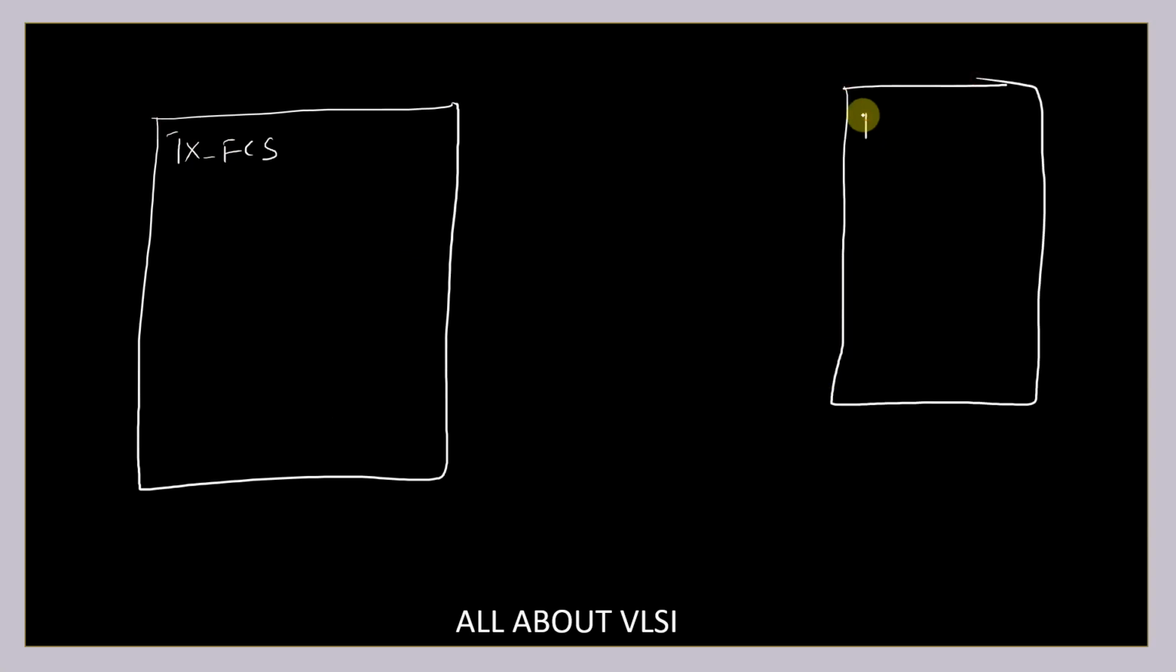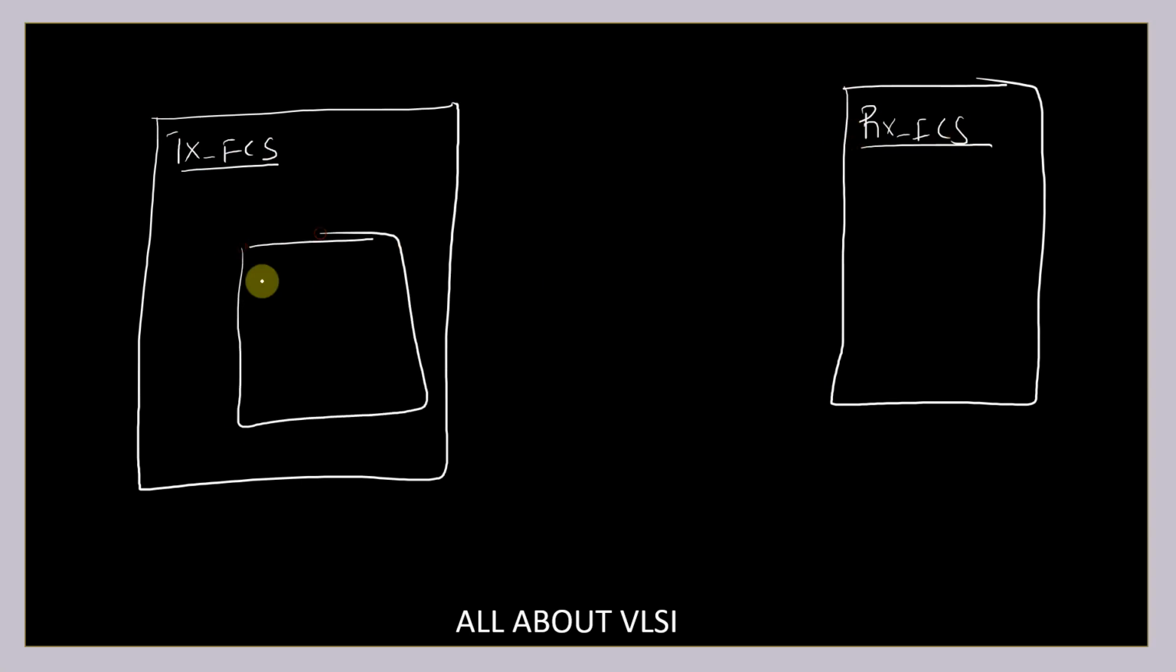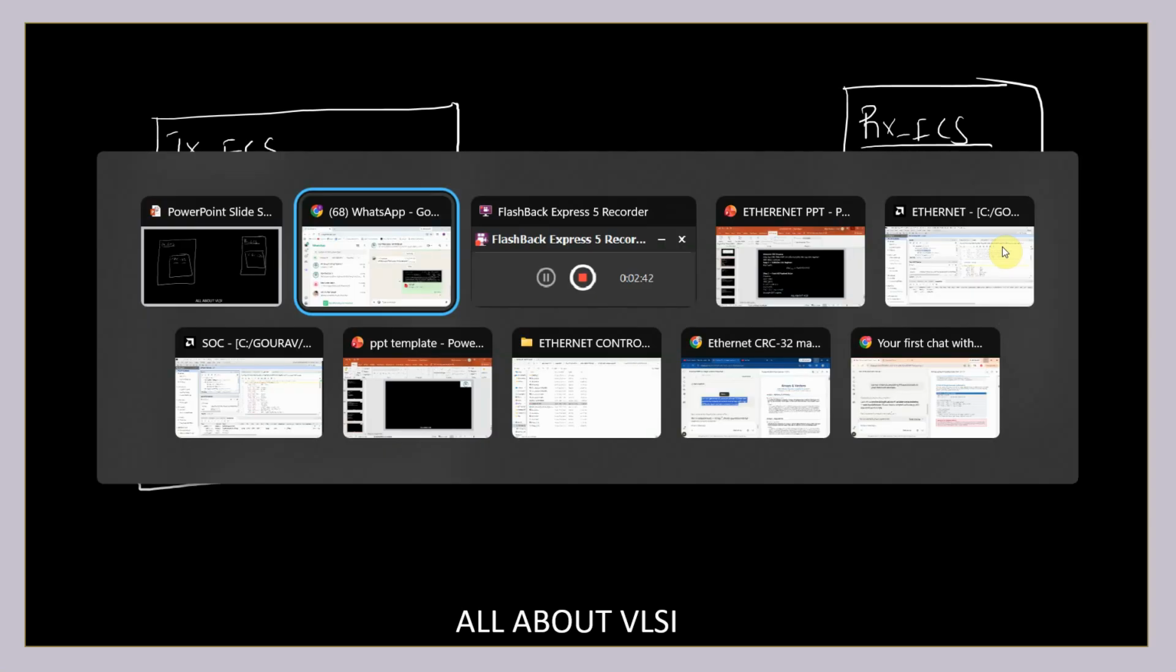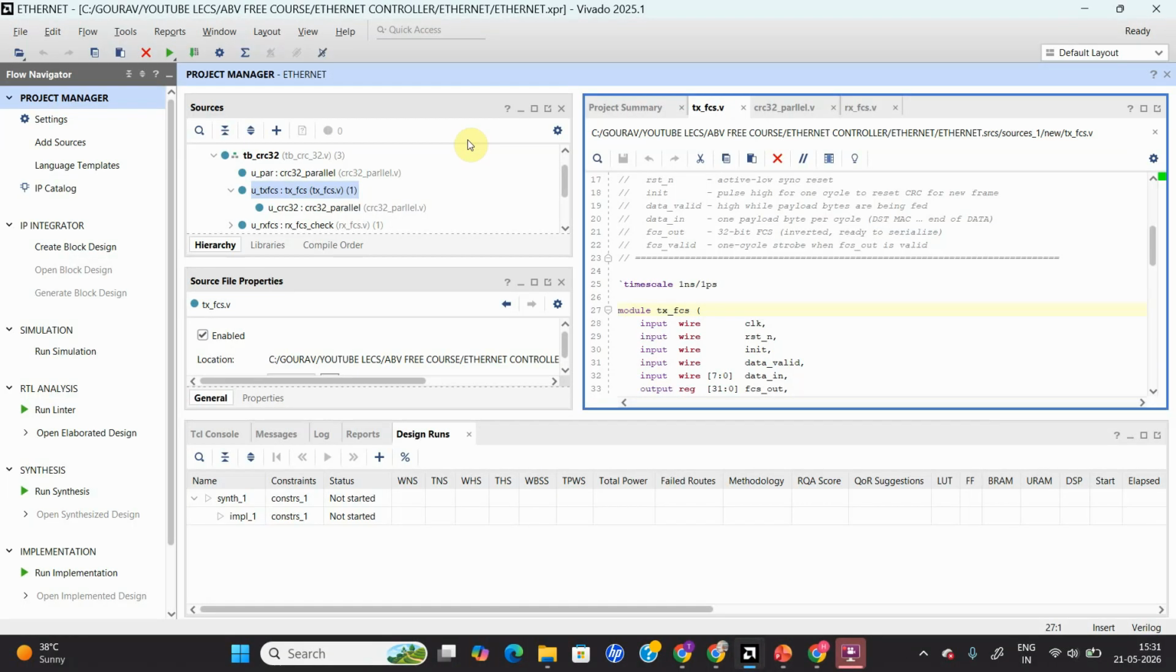Now, the modules in the CRC engine: I'm going to have transmit_FCS and receiver_FCS, two different modules. Both of these are going to use one more module, known as CRC32. The CRC32 is going to calculate the CRC of whatever data we send. Let's see those modules and try to understand how we are going to build them.